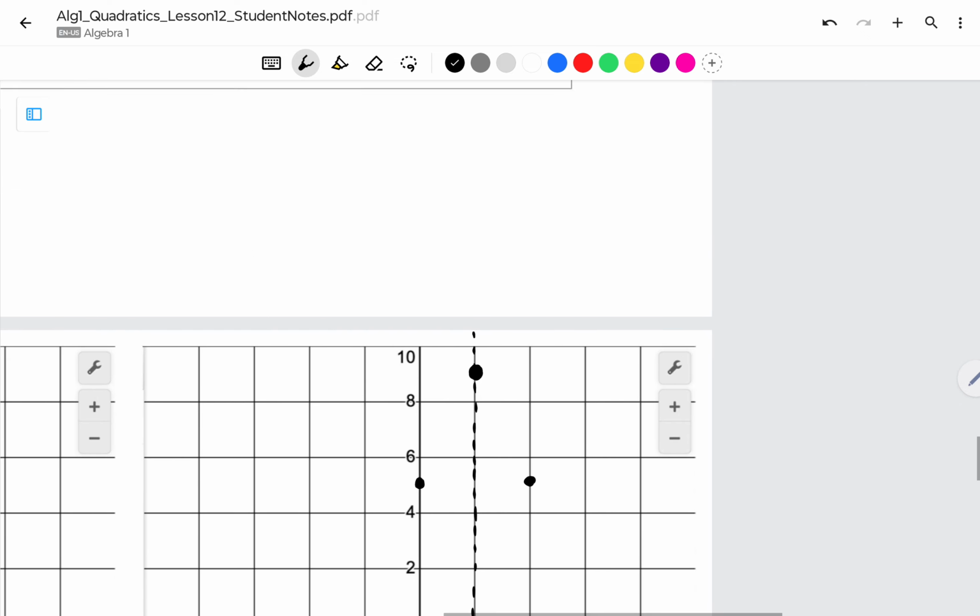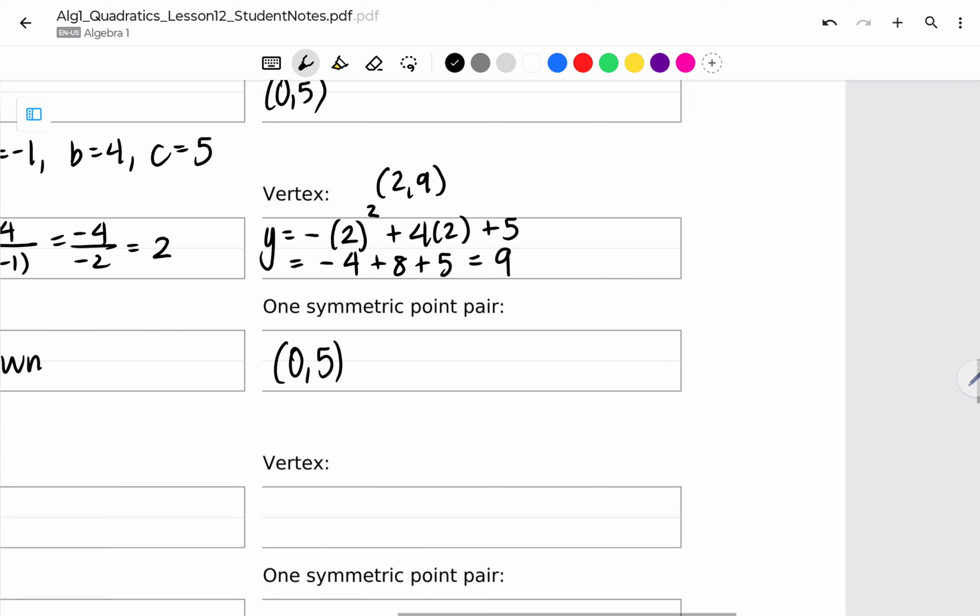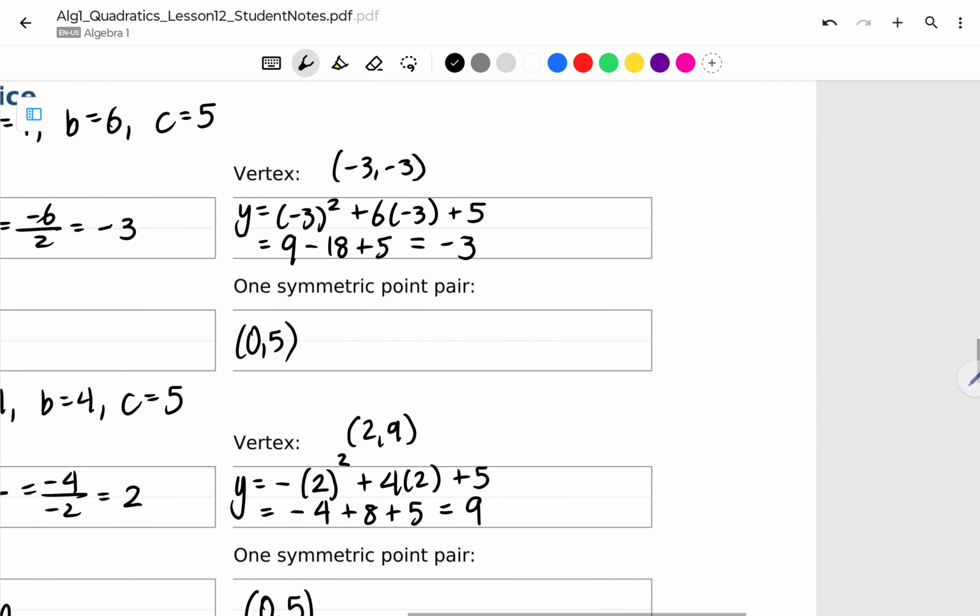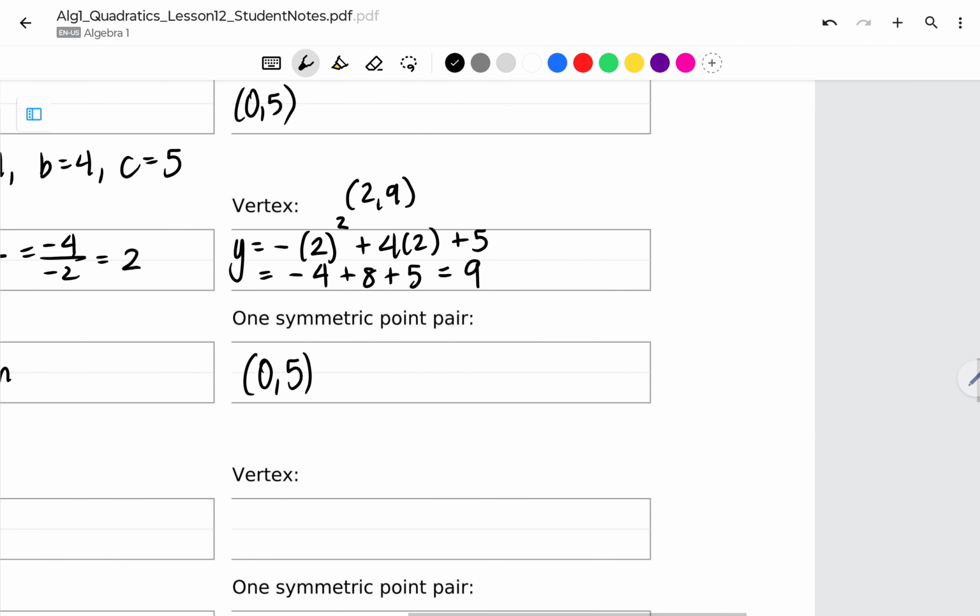Let's keep going. What about -1? What happens if you plug in -1? Let's see. y equals -1 squared plus 4 times -1 plus 5.